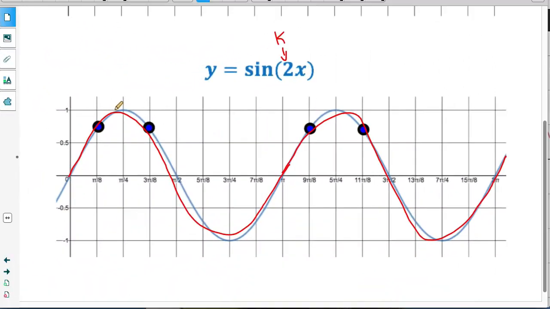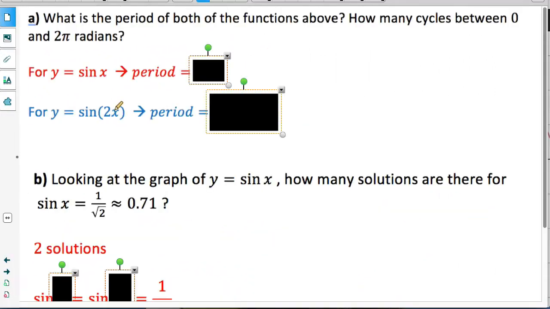So let's use these two graphs to answer some questions. The first question here says, what is the period of both of the functions above? So we've already talked about that. And how many cycles between 0 and 2 pi radians do the functions complete?